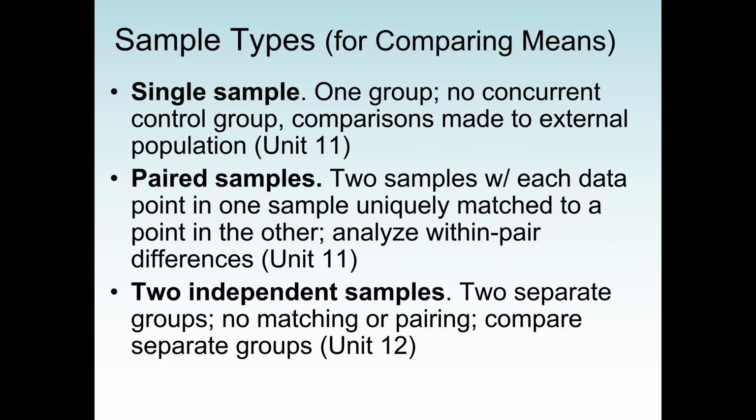Again, in the previous lectures we covered this. The next is the paired samples. A paired sample is where we have two samples, with each data point in one sample uniquely matched to a point in the other sample. So a paired sample is more or less like having two dependent samples. The size of each sample must be the same because each value points to another.